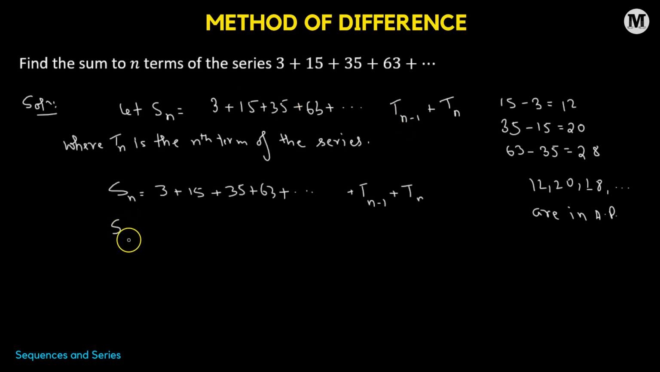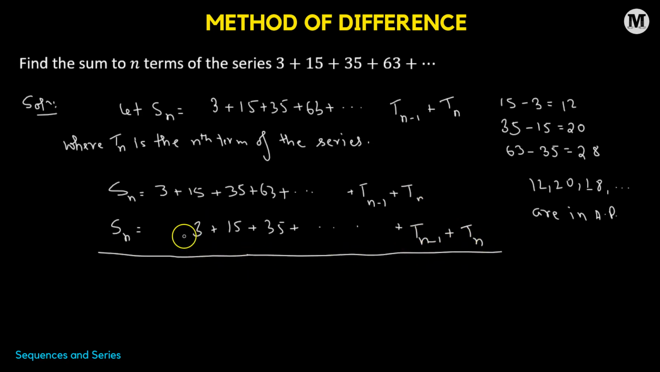Now we'll again consider the same sum up to n terms, but we'll start with the first term, 3, and write it below 15. Then we'll consider the second term, which is 15, but write it below 35. And then we have 35 below 63, all the way up to the last term. Then we have Tn minus 1, which we write below Tn, the last term. The reason we're doing this is that we're going to take the difference of the two sums.